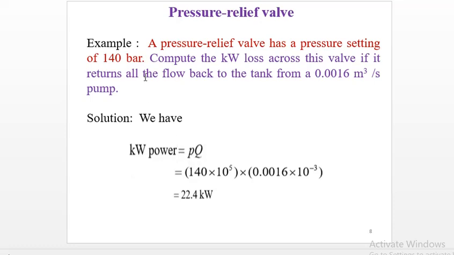So pressure we have 140 bar, 140 into 10 raised to 5 into Q, that is 0.0016 into 10 raised to minus 3 converted into meter cube per second. Then the power we will calculate, it is 22.4 kilowatt is required due to the pressure, means that resistance we have to create to operate that particular motor or the prime mover on 22.4 kilowatt.